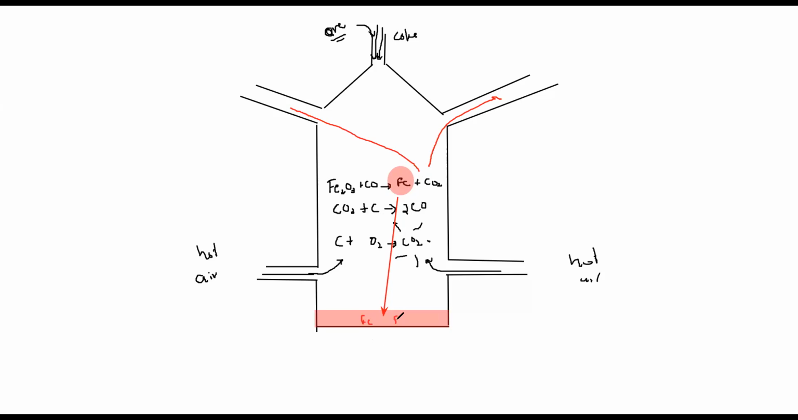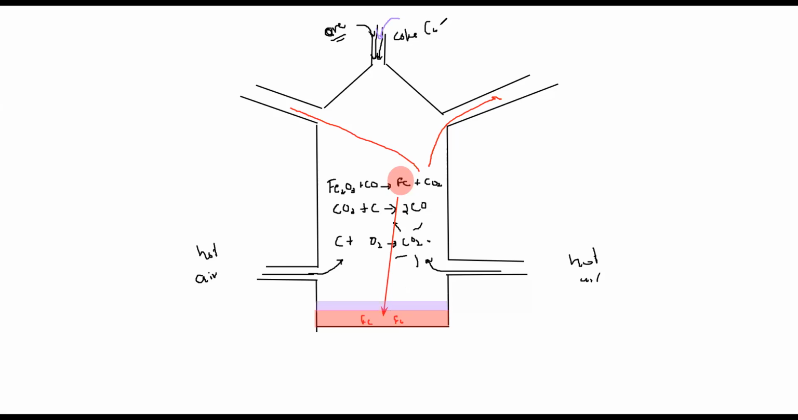But this molten iron also contains impurity, which is sand. Sand is silicon oxide. So how is this silicon oxide removed from the ore? So we add calcium carbonate.